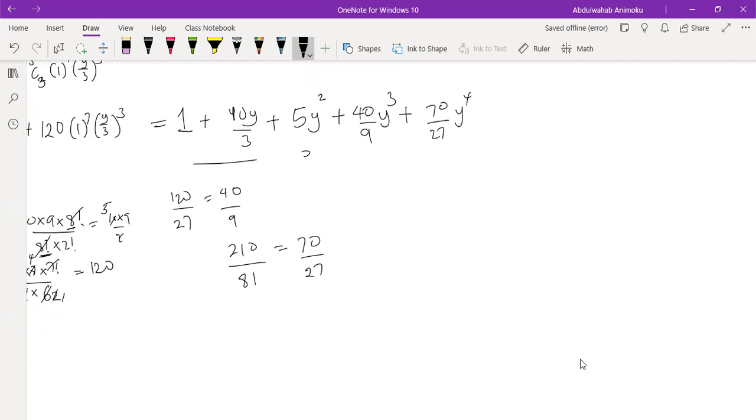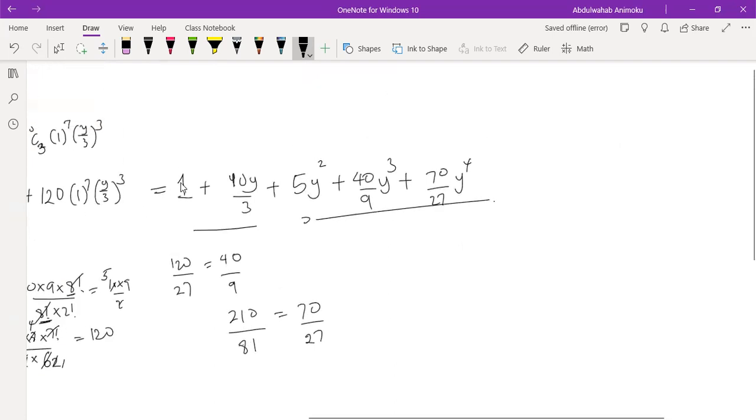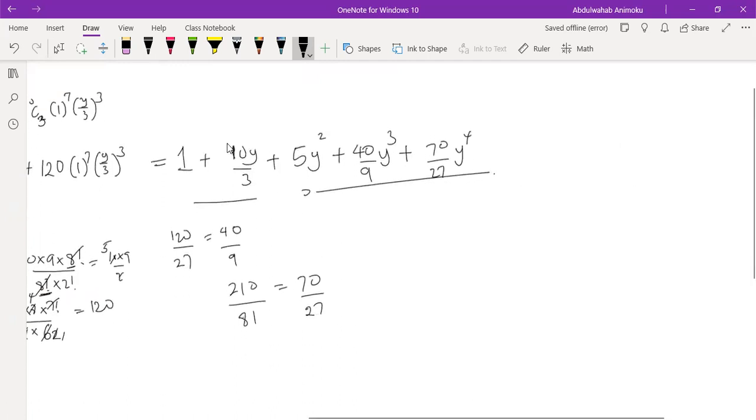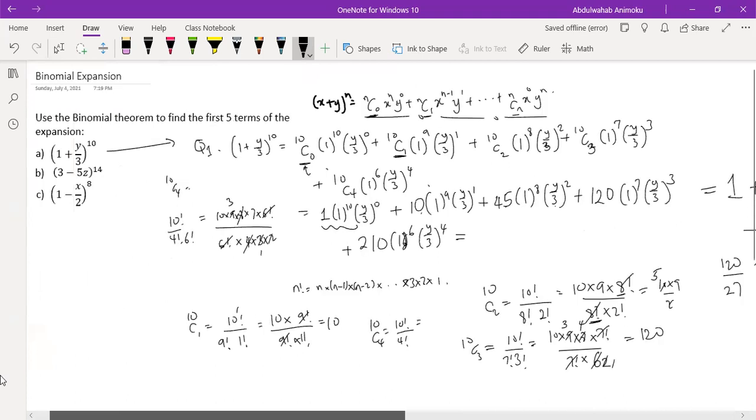So this is the expansion of that, okay? And this is in the ascending powers of y, right? Because we have power of 0, power of 1, 2, 3, and 4, okay? All right, so that's the solution to the first one.